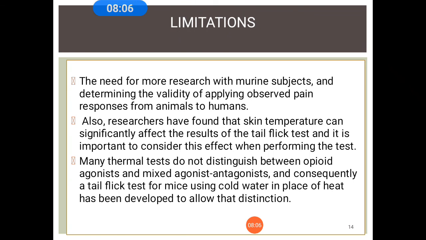What are the limitations of the tail flick method? There is a need for more research with murine subjects and for determining the validity of applying observed pain responses from animals to humans. Also, researchers have found that skin temperature can significantly affect the result of the tail flick test, and it is important to consider this effect when performing the test. Many thermal testers do not distinguish between opioid agonists and mixed agonist-antagonists, and consequently a tail flick test for mice using cold water in place of heat has been developed to allow that distinction.